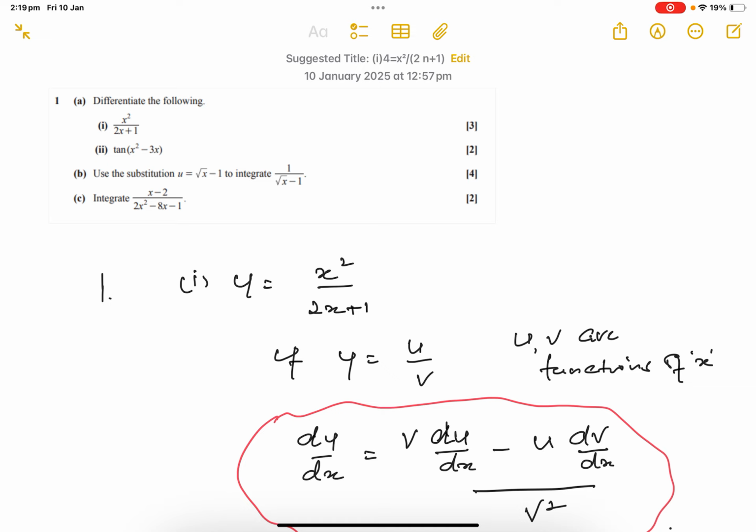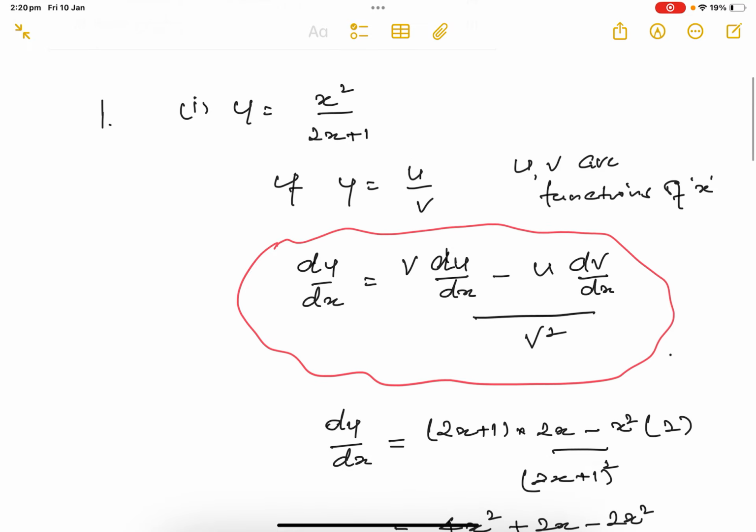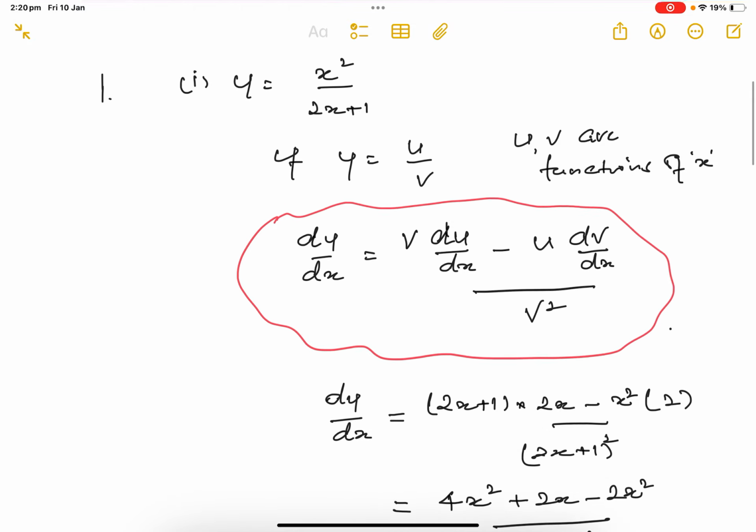Prior to doing that differentiation, let me go through some fundamentals. If y equals u over v, where u and v are functions of x, dy over dx, by the quotient rule, is v times du over dx minus u times dv over dx, the whole thing divided by v squared. That's the formula we're going to use.